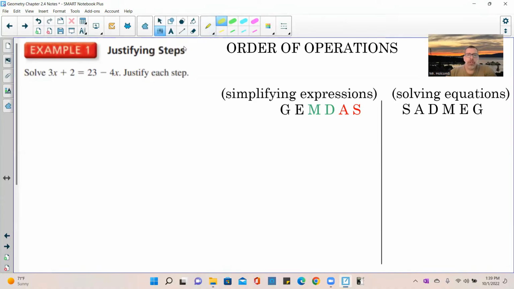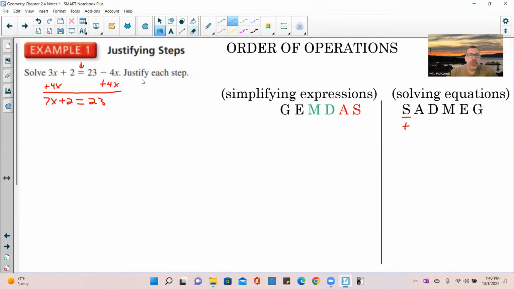So the first thing I'm going to do in solving this problem is focus on the variables. So I have a minus 4x here. I want to move it over to the other side of the equal sign. So I'm doing the inverse of subtraction, which is addition. So I'm going to add 4x to both sides. Okay, so 4x plus 3x is 7x plus 2 equals 23, because minus 4x plus 4x is 0, and 23 plus 0 is 23.